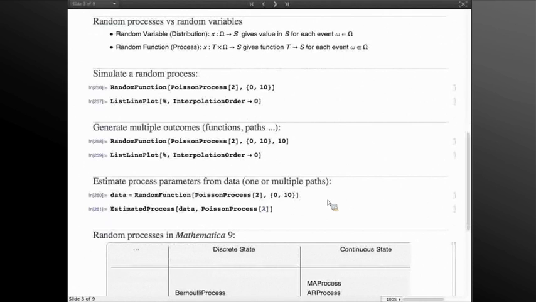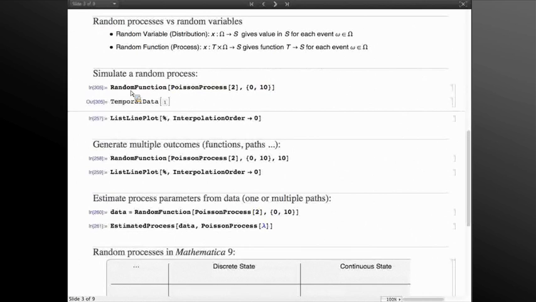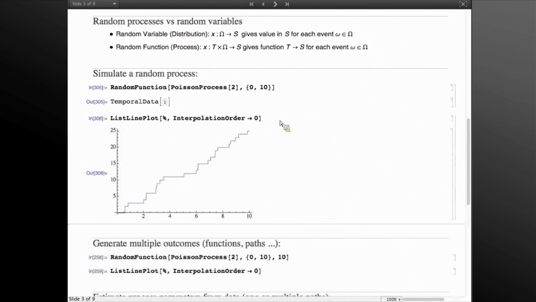Each process has a name that ends in Process. The simple processes just have a few parameters. If I want to simulate a process, I need to indicate over how long, what amount of time. If I do that, I'll get something back that's called temporal data. This is something that's independently useful for dealing with time series data, such as you might get from all kinds of places. Now let's just look at the plot of that, and here we can see what that process actually looks like.